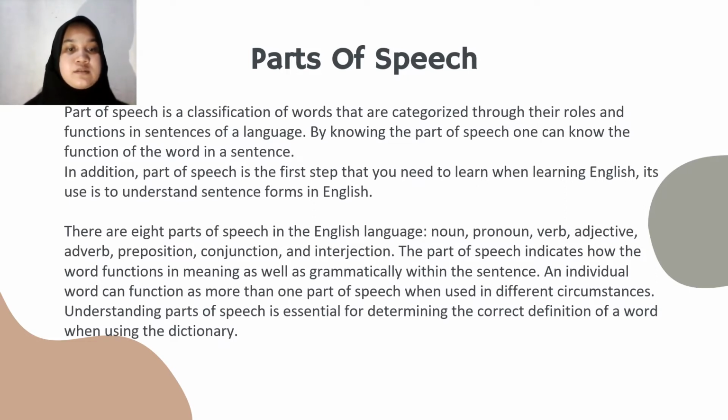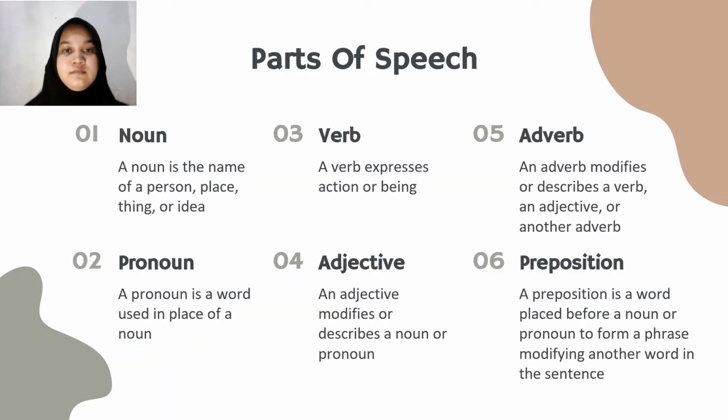There are 8 parts of speech in the English language: noun, pronoun, verb, adjective, adverb, preposition, conjunction, and interjection. The part of speech indicates how the word functions in meaning as well as grammatically within the sentence. An individual word can function as more than one part of speech when used in different circumstances. Understanding parts of speech is essential for determining the correct definition of a word when using the dictionary.